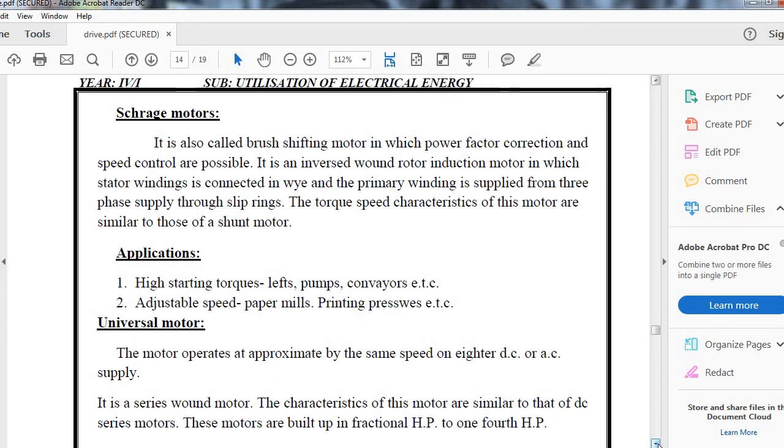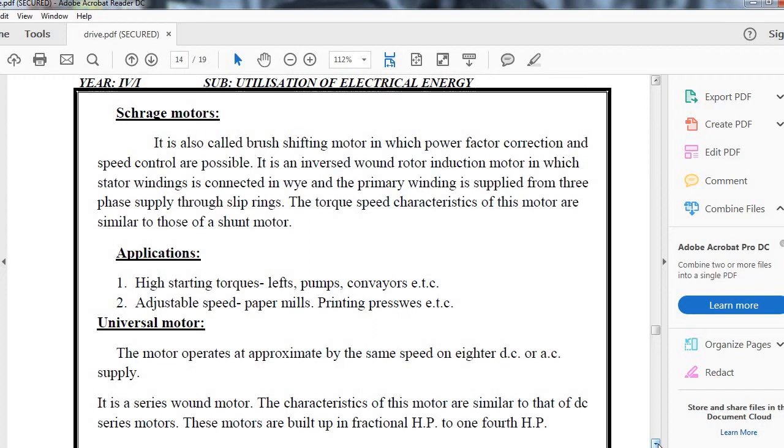Now we will study the Schrage motor type of induction motor. It is also called a brush shifting motor, in which power factor correction and speed control are possible. It has an inverted wound rotor induction motor construction, in which the stator winding is connected in Y and the primary winding is supplied from a 3-phase supply through the slip rings. Torque speed characteristics of this motor are similar to those of a shunt motor. It finds application where high starting torque is needed, that is lifts, pumps, conveyors, and also where adjustable speed is required, that is paper mills, printing presses, etc.